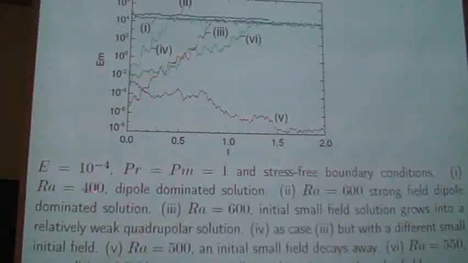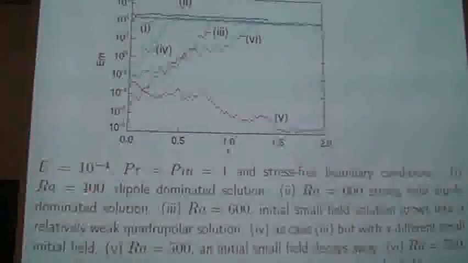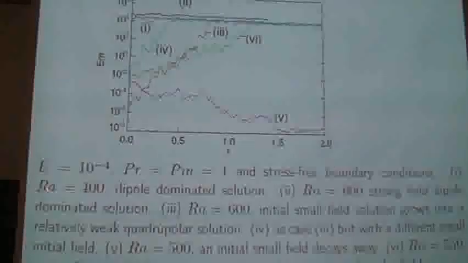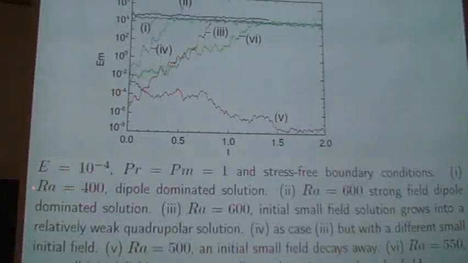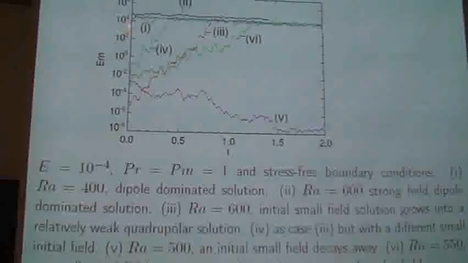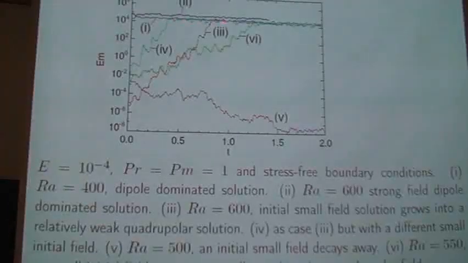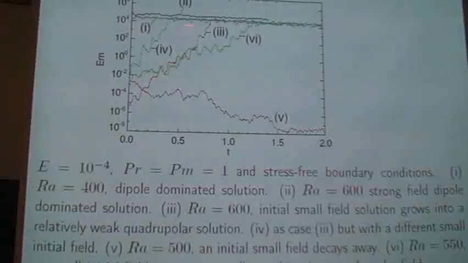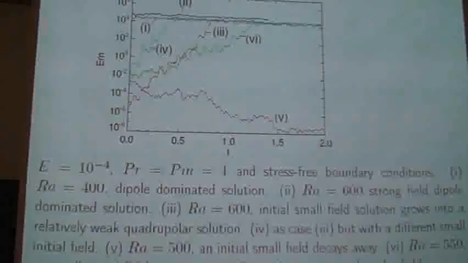So number 1 has got Rayleigh number 400, and it was started from a large solution. That's basically started from the benchmark dynamo solution. So it was started from a large solution, and it just happily goes on forever. That's that one there, which has been run for 2 diffusion times, and actually run for a lot more than that. But it just goes on forever, and it's a dipole-dominated solution.